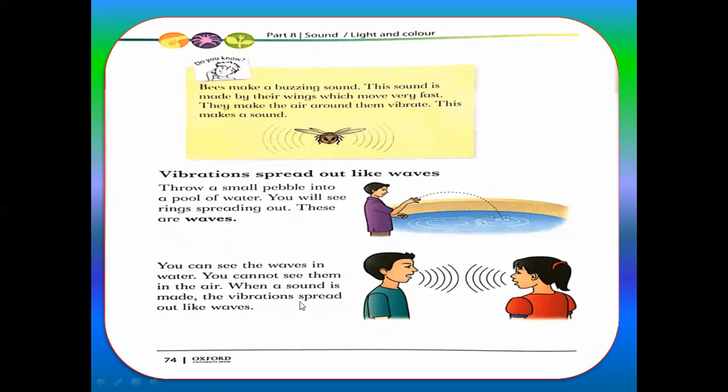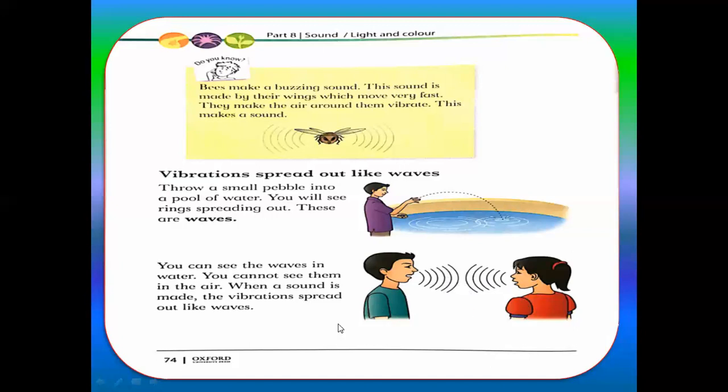Okay, students. You can see the waves in water. You cannot see them in the air. When a sound is made, the vibrations spread out like waves. You can see another picture here. There is one girl and boy. They are talking, and you can see something between these two. What are these? These are the waves, meaning sound moving in the form of waves. When he is talking, she can listen to him, and when she is talking, he can listen to her.